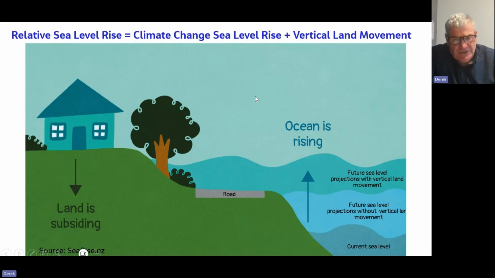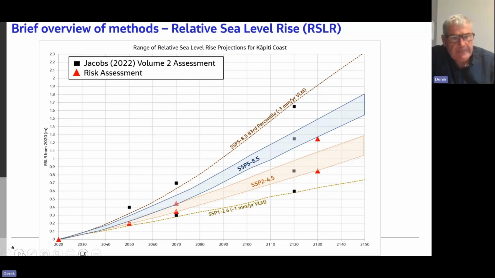Climate change is quite global, and how seas will respond at a national level will be very similar. Vertical land movements are very, very local, and so they will vary the relative rates over very short distances. So what does relative sea level rise look like for Kāpiti?